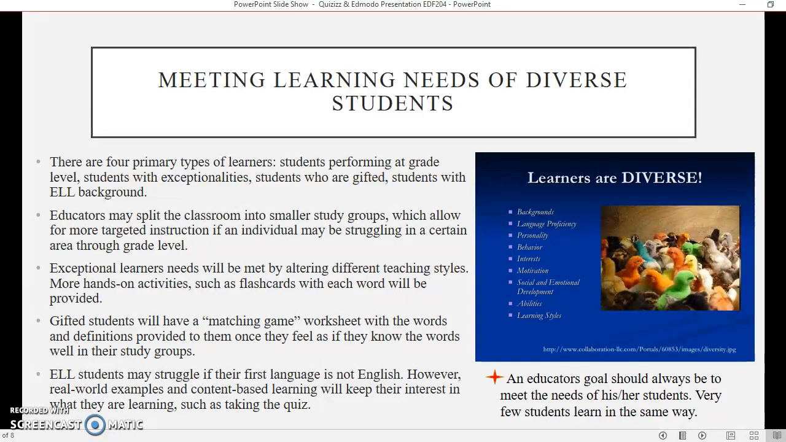And then for another example, educators may split the classroom into smaller study groups, which allows for more targeted instruction if any individual may be struggling in a certain area through grade level. So here's a little picture of how learners are diverse based on their learning styles, abilities, behavior, interests, personality, backgrounds, and etc.